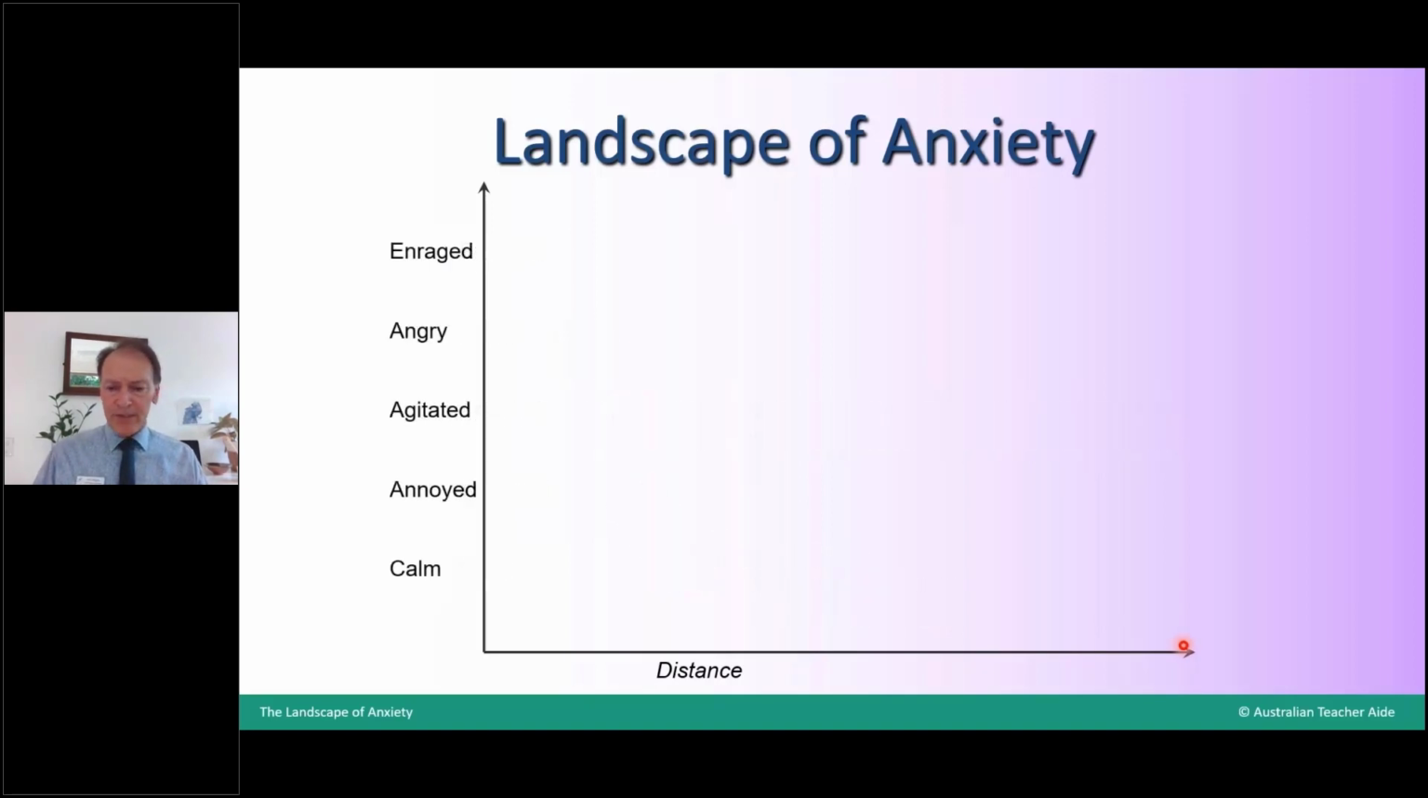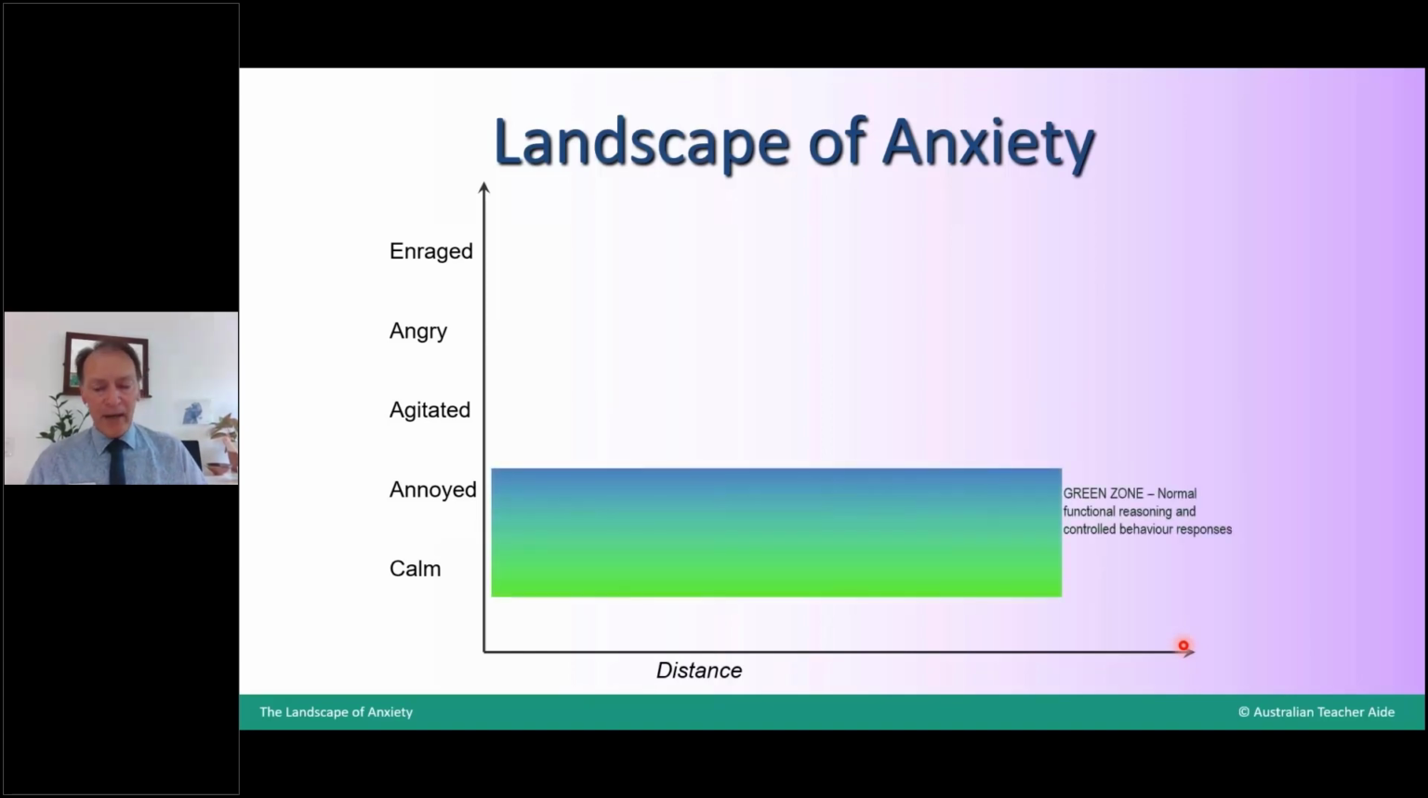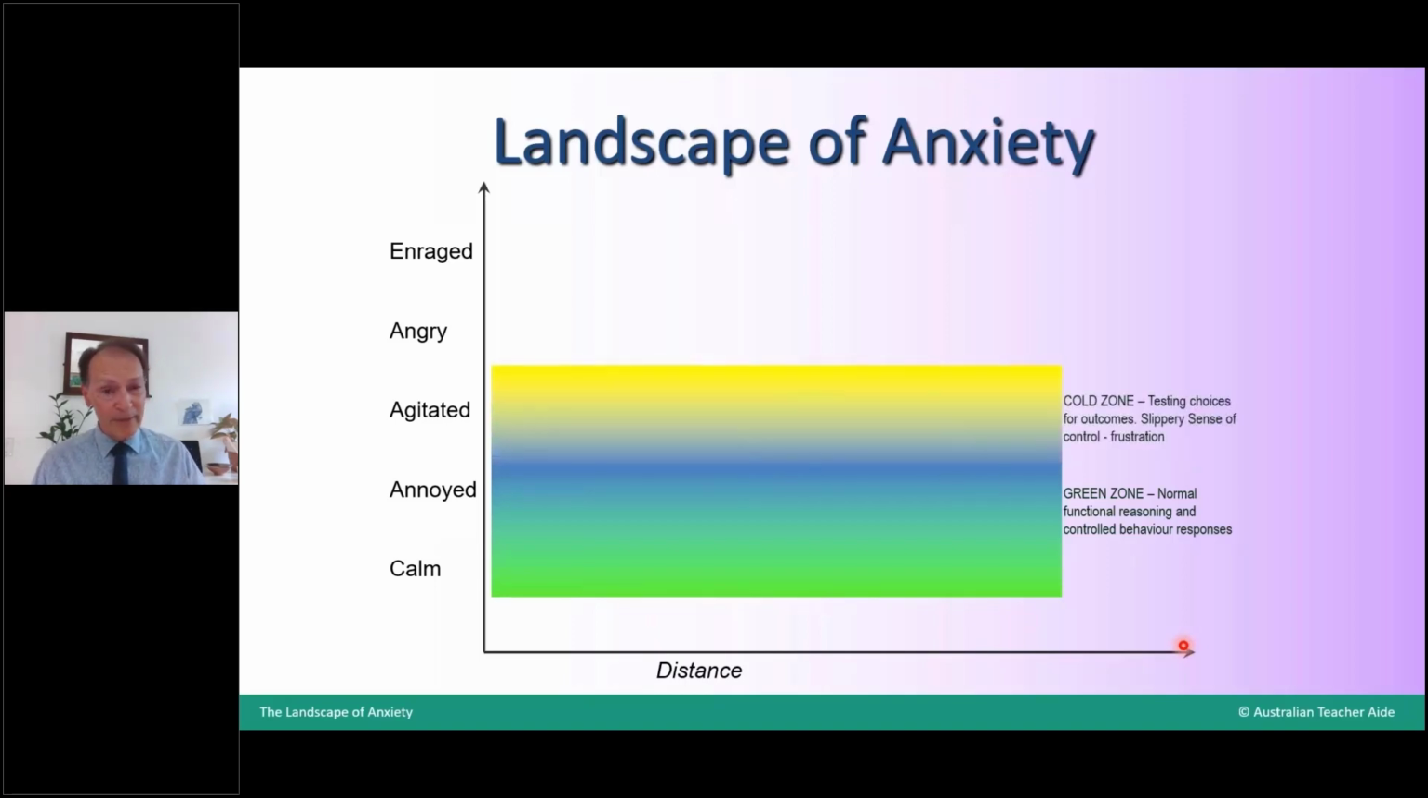So I've just moved those over to the side so we can see those elevated emotions. And on this graph, I'm just going to paint the first part of our landscape. It's those lovely green fields, these marigolds and daffodils and birds chirping and little brooks going through, little rivers as it were, lovely green zone. In that space, we're very calm, our normal functioning reasoning will take place. We're feeling very much in control. It's a happy space.